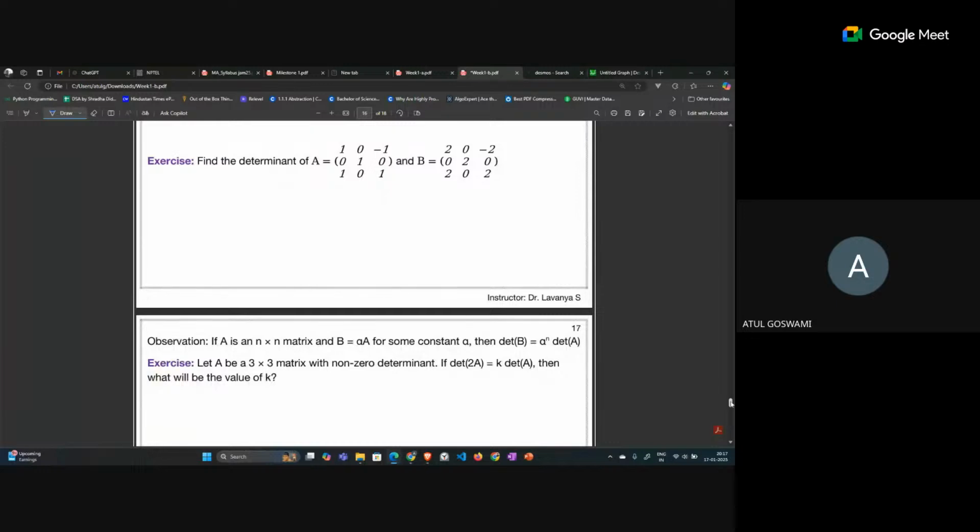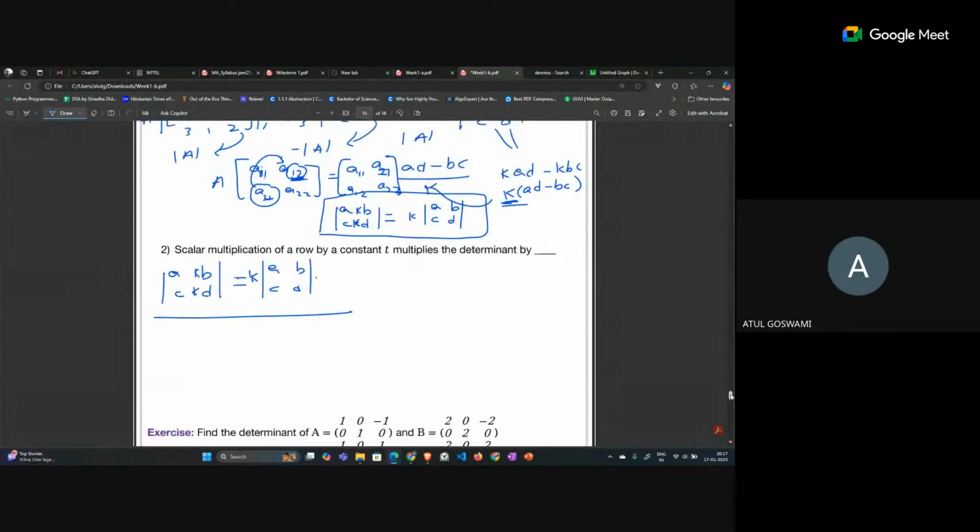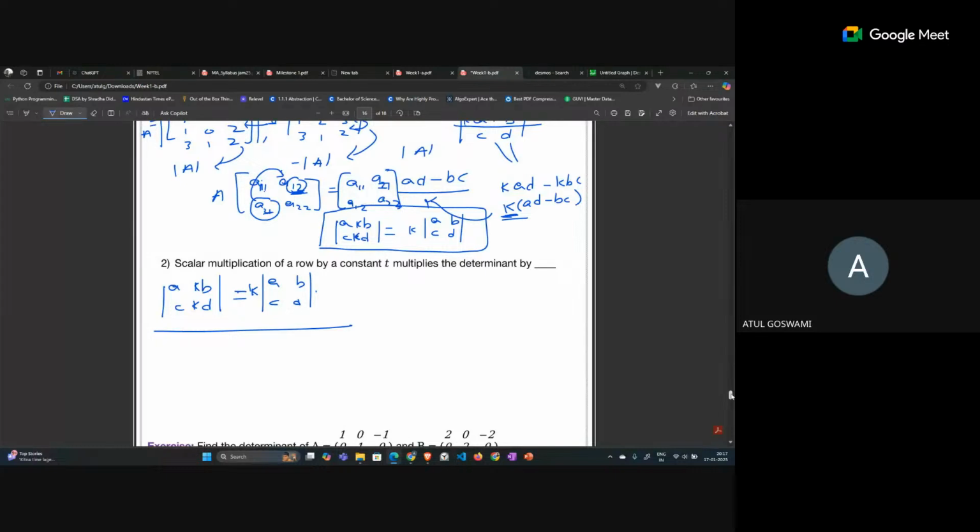Third property is, I'm explaining the third property here. Suppose this is matrix A, and we are taking a different matrix A, B, C, D. This is A, and if we multiply the first row by T, we get TA, TB, C, D.